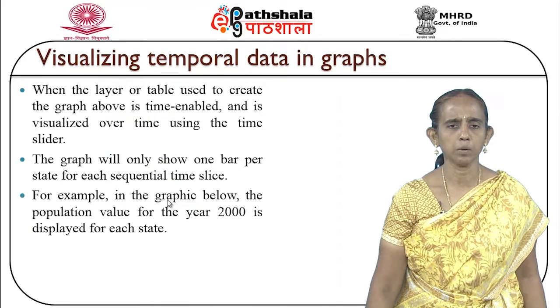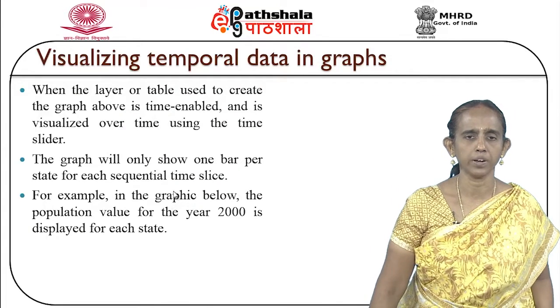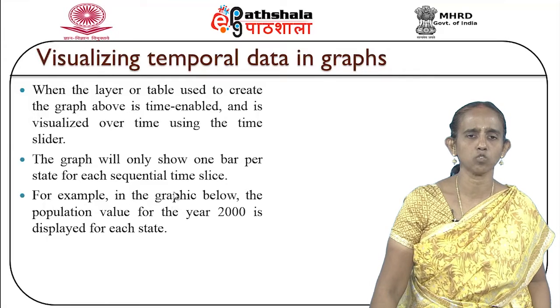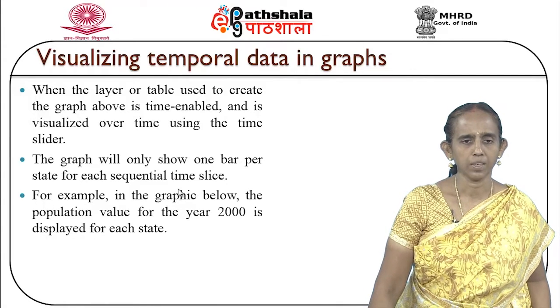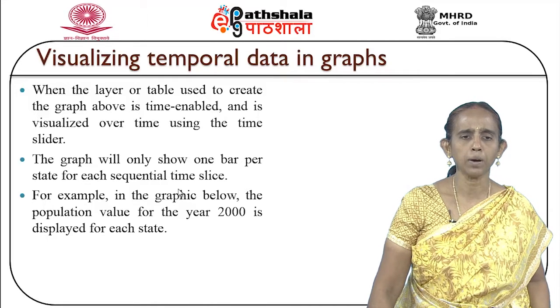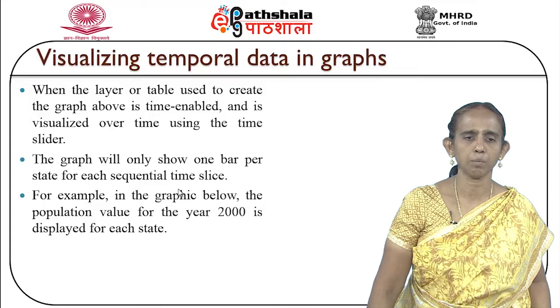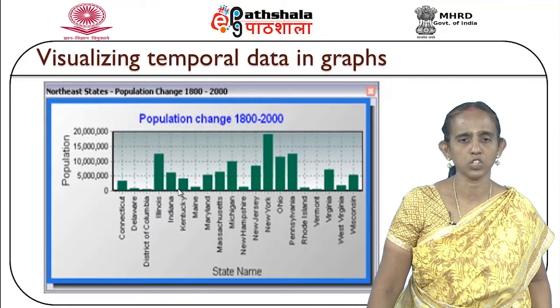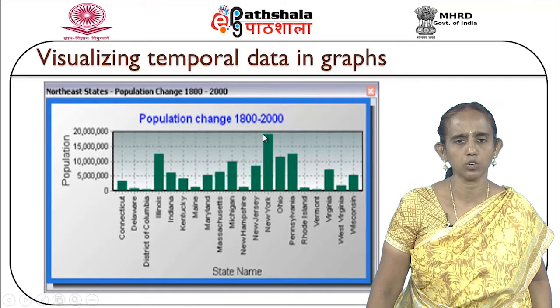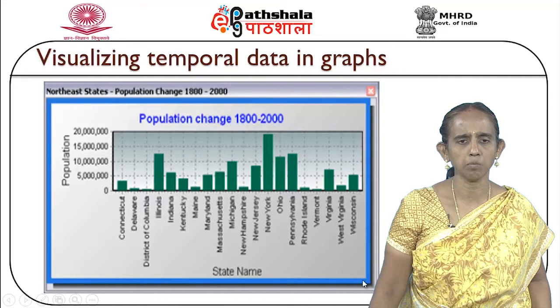When the layer or the table is used to create the graph above, it is time enabled and is visualized over time using the time slider. The graph will only show 1 bar per state for each sequential time slice. For example, in the graphic below, the population value for the year 2000 is displayed for each year. This is the population for the year 2000. So there will be a time slider by the side.